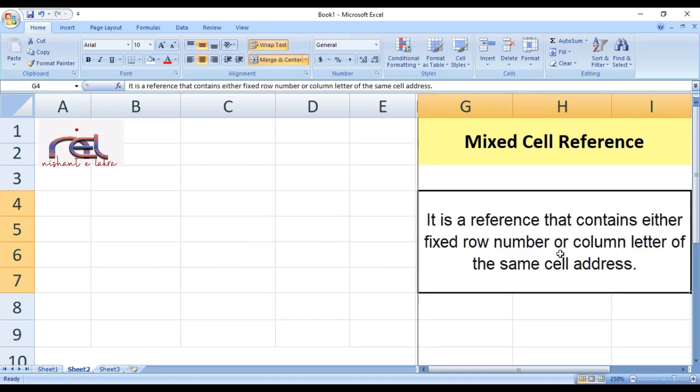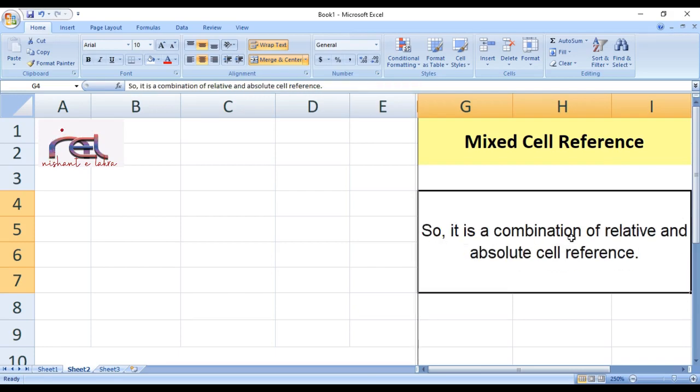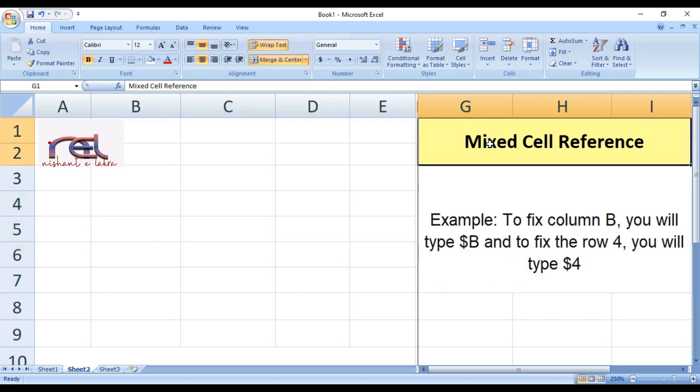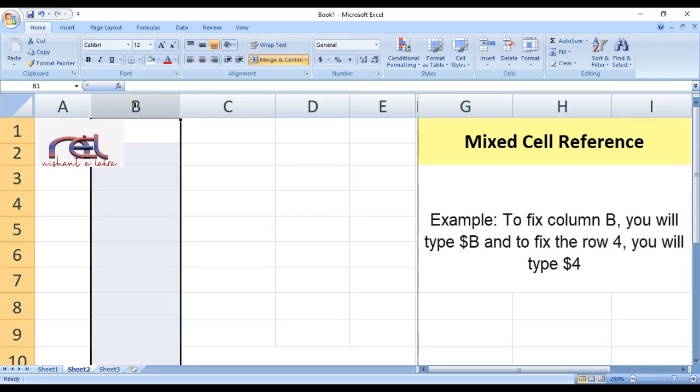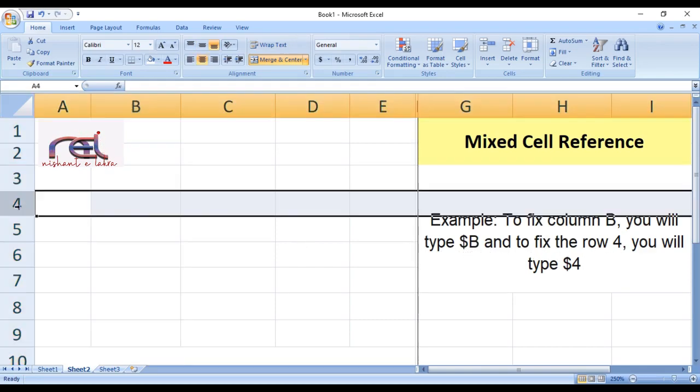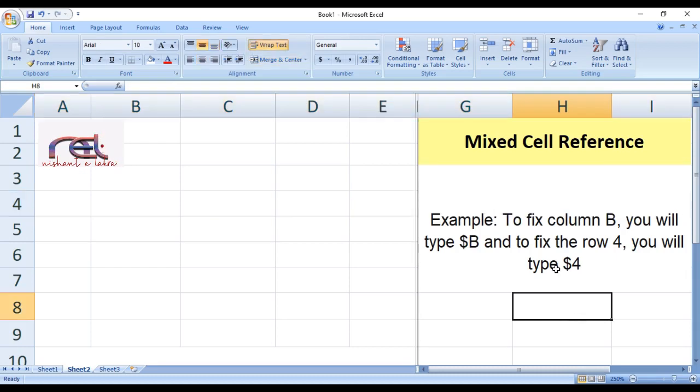Mixed cell reference is a reference that contains either a fixed row number or column letter of the same cell address. So that means it is a combination of relative and absolute cell reference. That is what mixed cell reference is. For example, to fix column B, what will you type? You will type $B. And to fix row 4, you will type $4. So I hope you know what type of reference this is. This is absolute referencing.